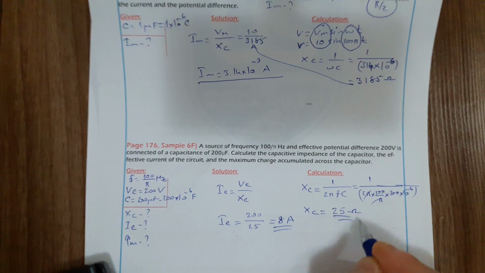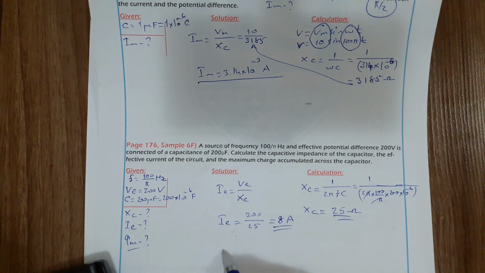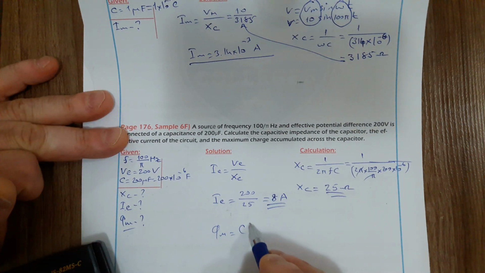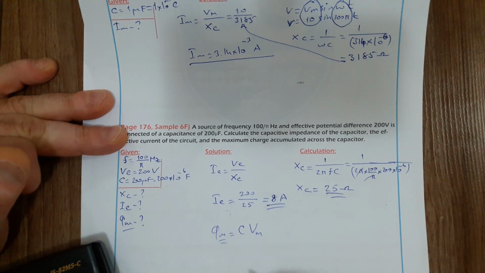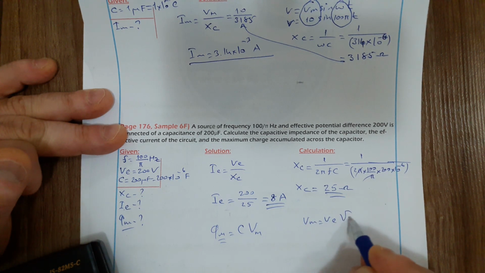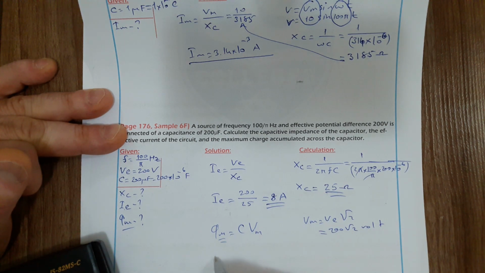So we got two of them. We got Xc and we got IE. And maximum charge is the next step. Of course, to calculate the maximum charge accumulated, we need the equation for capacitor, C times V, but because it's the maximum charge, we should use the maximum potential difference. But the maximum potential difference is not given. First, let's calculate it. V maximum is equal to the effective potential difference multiplied by root 2. So 200 root 2 volt is the maximum potential difference.